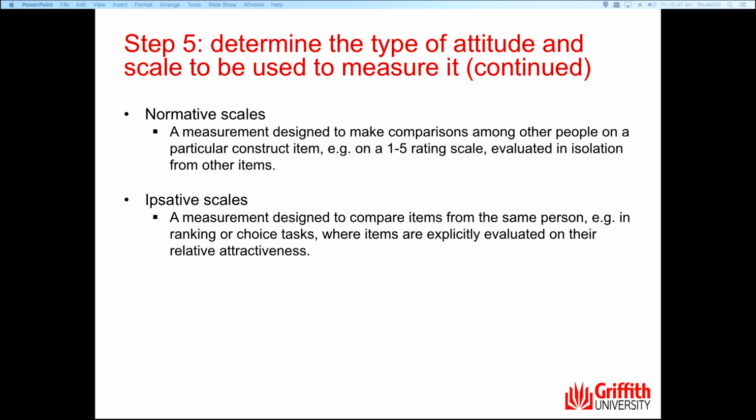relative attractiveness. For example, I want to measure your preference toward a particular mobile phone brand. We compare iPhone compared to Samsung, compared to Google brand, compared to Microsoft, and then we ask you to rank which one is the most preferred. You put ranking 1, 2, 3, 4, 5, 6, and so on.